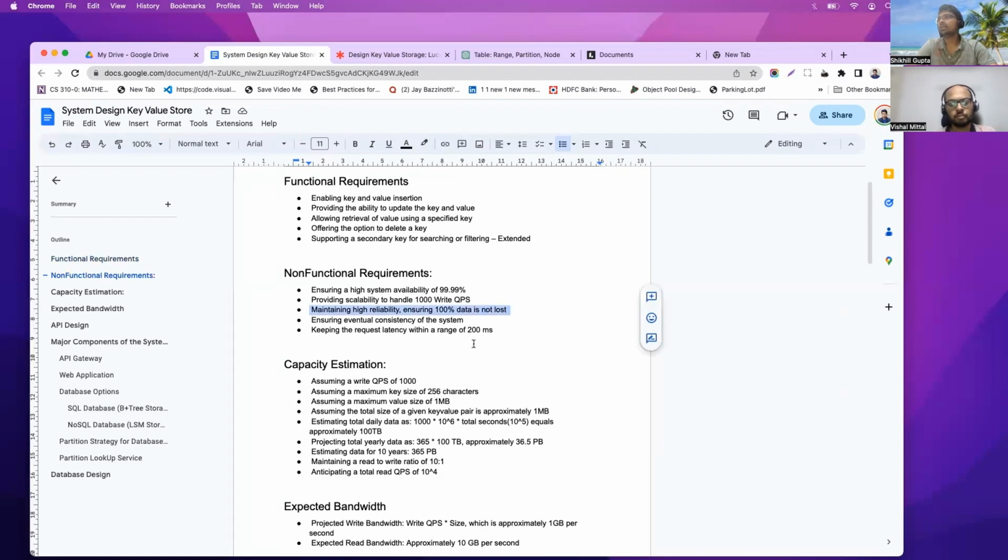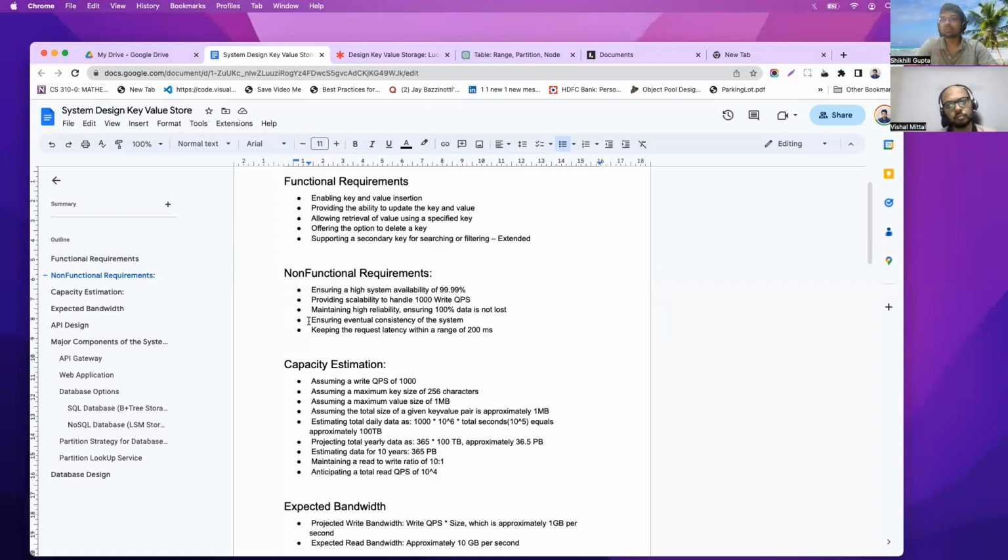Maintaining high availability, ensuring 100% of data is not lost. The system should be highly reliable, right? And since we are building a distributed system, we can assume that if availability is a major priority, then we'll have to compromise on consistency.